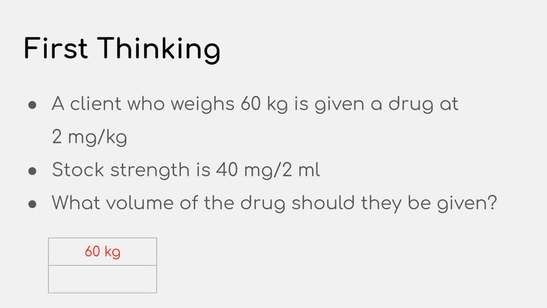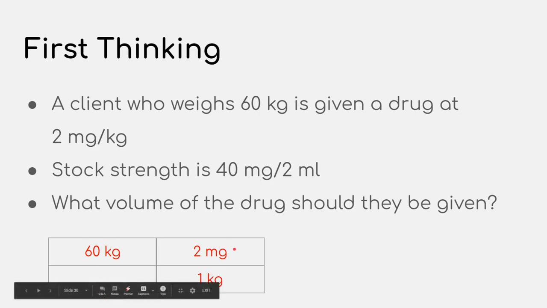All right, here's my first thinking problem. I'm going to set up a little table here. I know I have a client that weighs 60 kilograms. The client is going to take a drug that is prescribed at a strength of 2 milligrams for every kilogram. Okay, so that's how much I need to take. For every 1 kilogram I weigh, I need to take 2 milligrams of the drug.